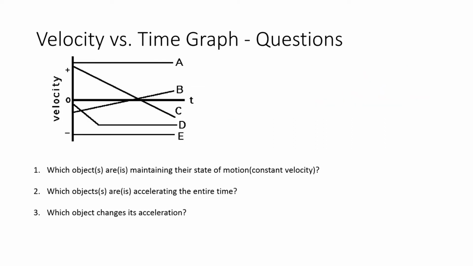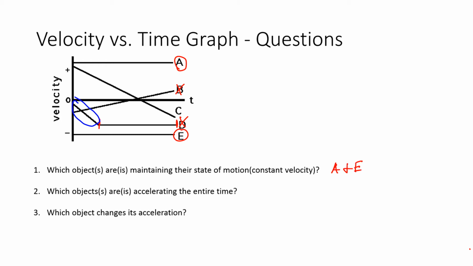Alright, so some velocity versus time graph questions here. Which objects are maintaining their state of motion? So constant velocity again. So A, velocity is not changing since it's a straight line. So A is maintaining its state of motion, constant velocity. B, its velocity is changing because the slope is not 0. So it is not constant velocity. D, this part from here to here is constant velocity, but this part right here is not, so it would not be D. And E, again, velocity is not changing, slope is 0, so there's no acceleration, so that is constant velocity. So the answer to this one would be A and E.